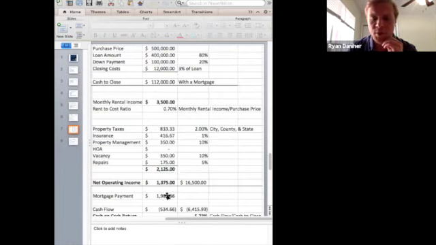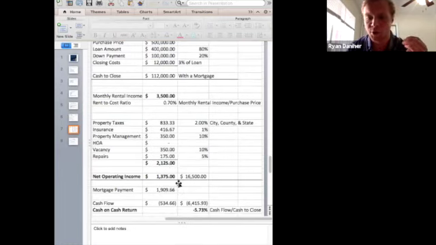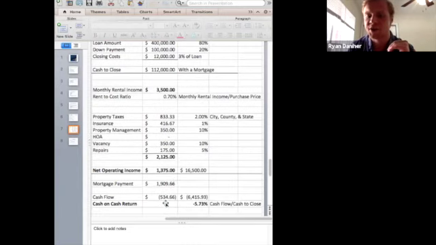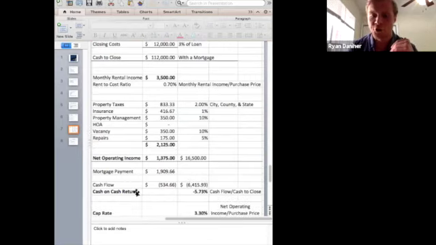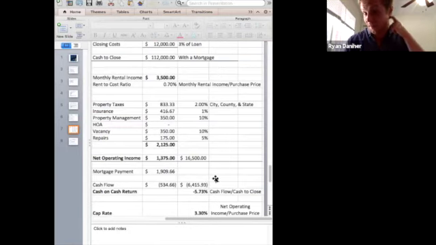So the mortgage payment, $1,910. Your cash flow in this scenario would be negative. You would be losing $535 a month and $6,415 a year. So your cash on cash return, which is your cash flow divided by cash to close, would be about negative 6%.